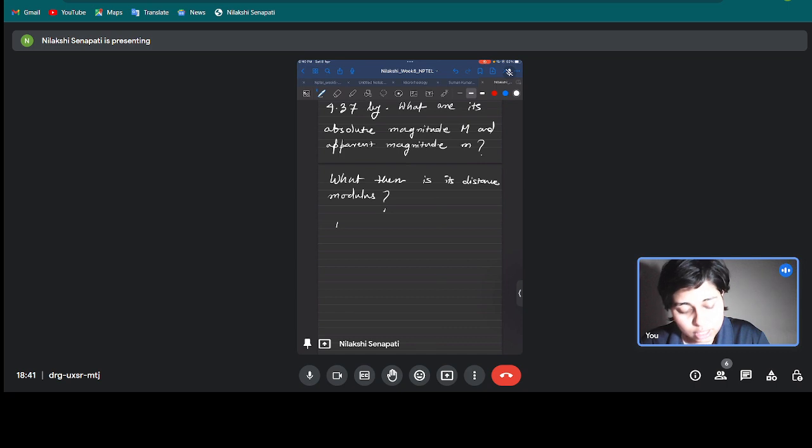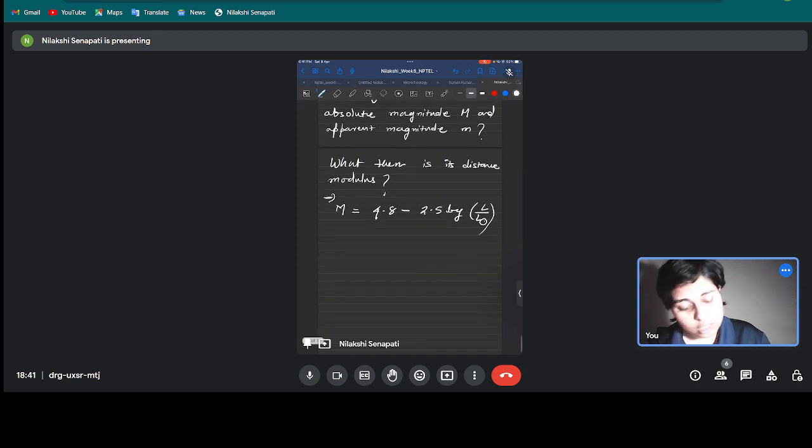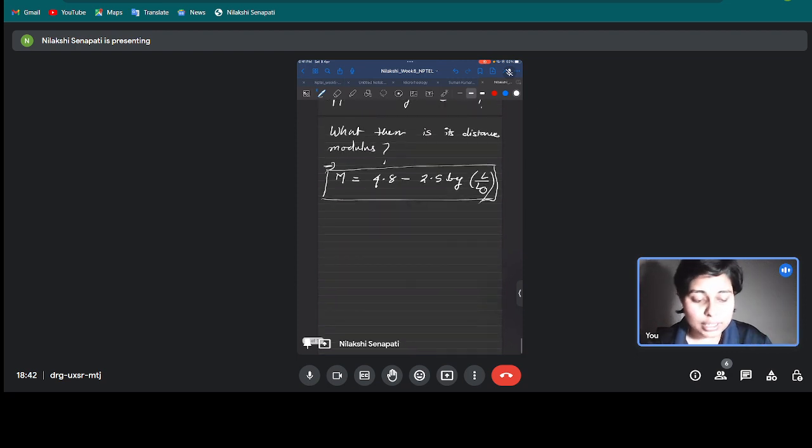So first thing is that capital M, which is the absolute magnitude, is equal to, the formula is 4.8 minus 2.5 log of L by L sun. That is the formula with which you can directly calculate the absolute magnitude.